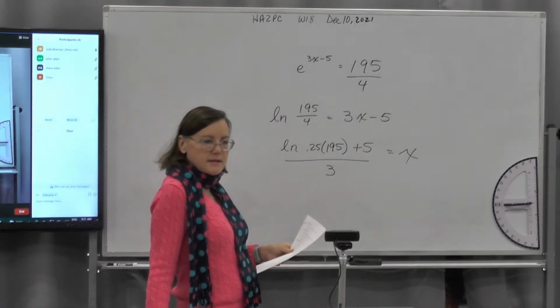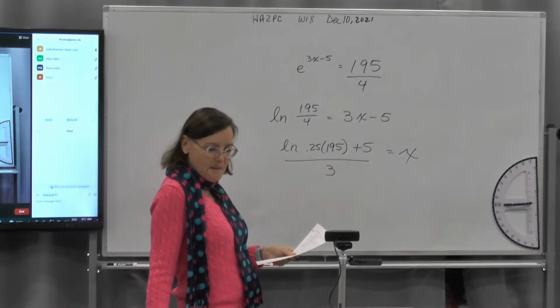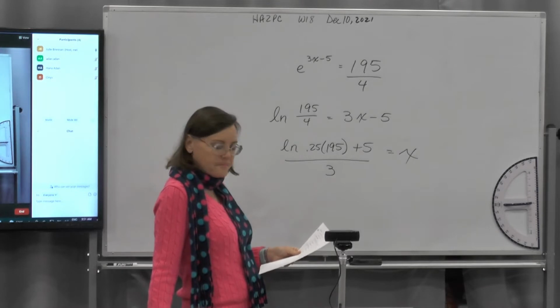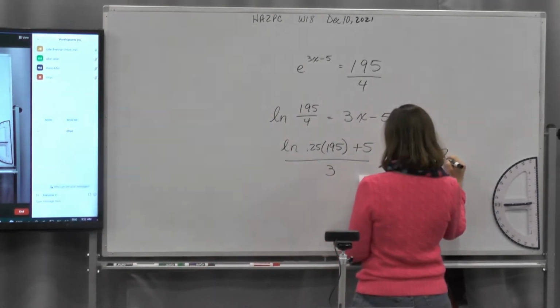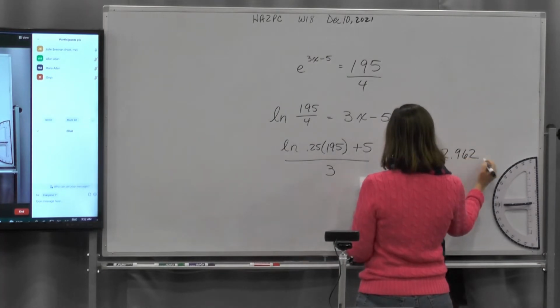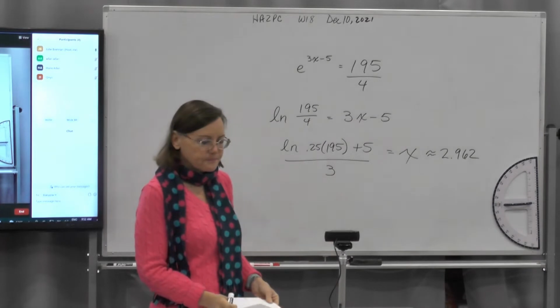And one last time, just practice a quick plug-in, see what you get. That's what you should get. Yep, 2.962.